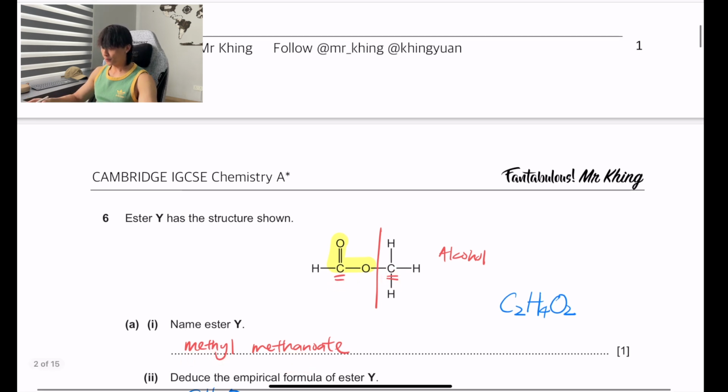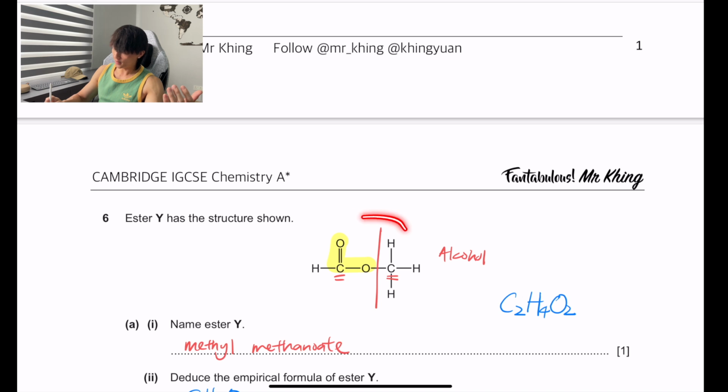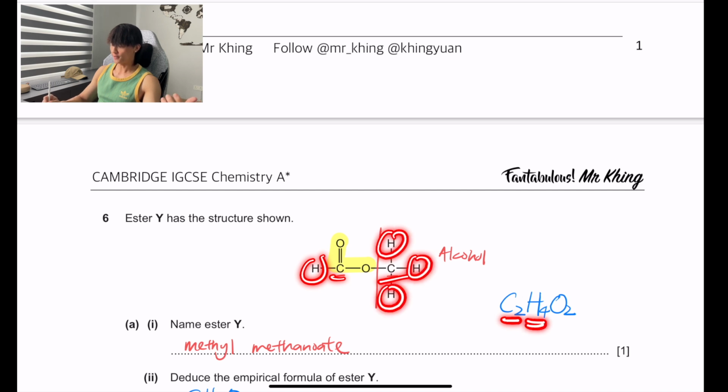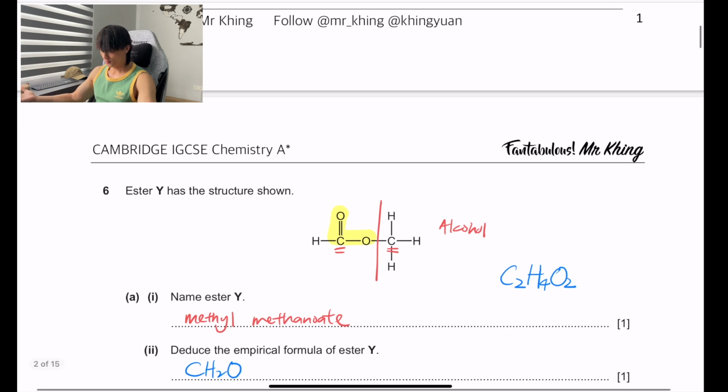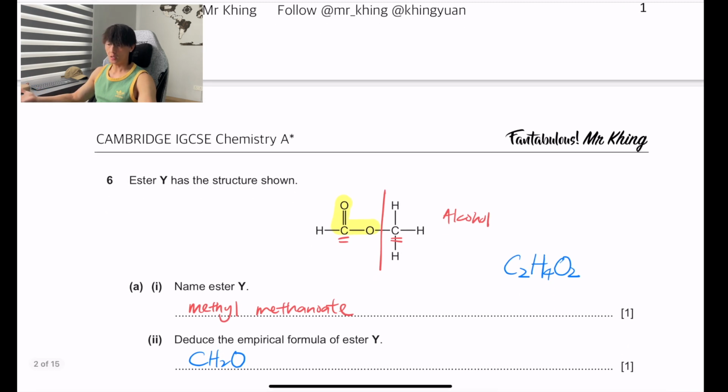And empirical formula. So what is empirical formula again? Empirical formula shows the simplest whole number ratio of the molecular formula. So first identify the molecular formula for this compound. 2 carbon, 4 hydrogen, and 2 oxygen. So molecular formula C2H4O2. Simplify by 2, so eventually you get CH2O, which is the empirical formula.